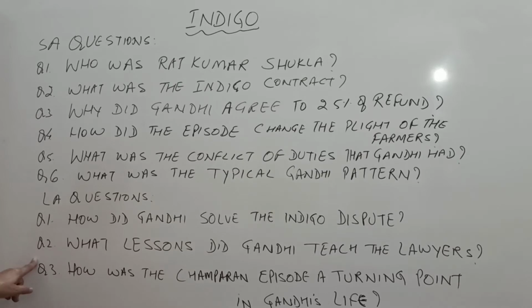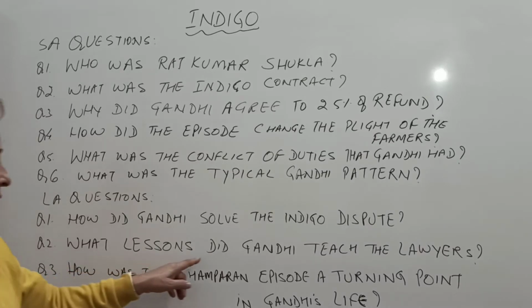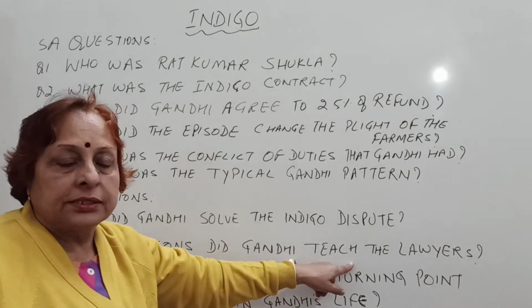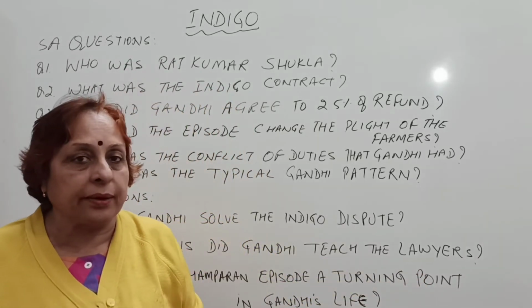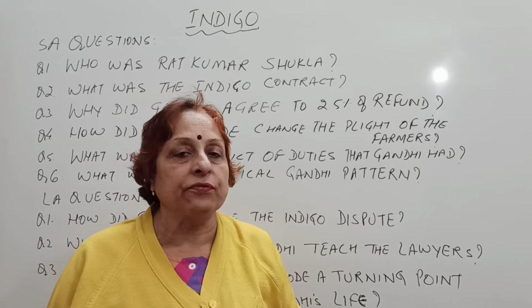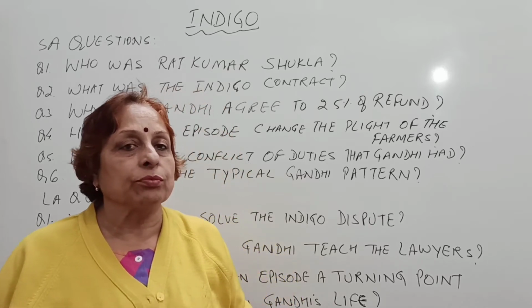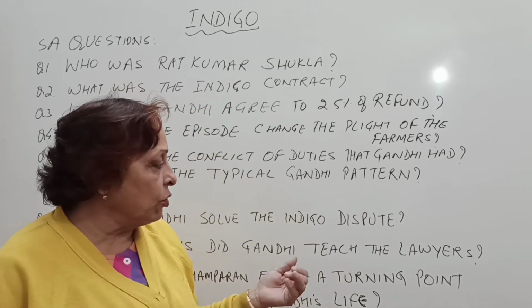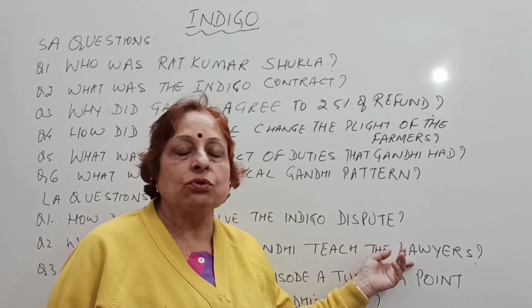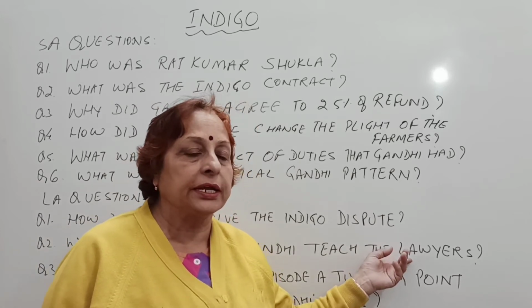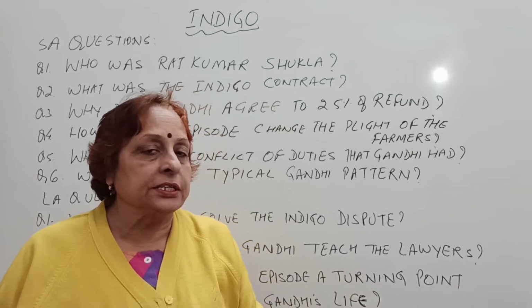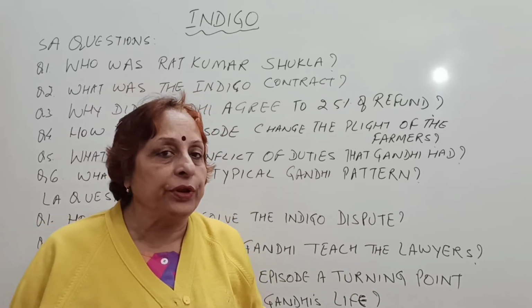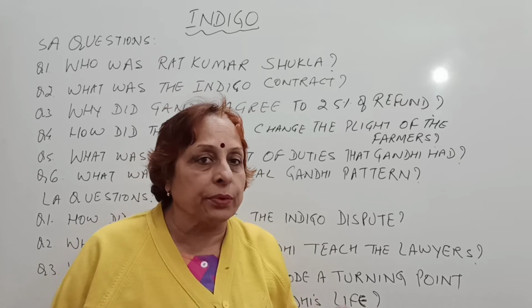The next question is, what lesson did Gandhi teach the lawyers? First of all, when he met the lawyers, he chided them, he scolded them for charging high fees from their own people, from the poor farmers. Then he told these lawyers that there was no use of going to court in such matters, and he first decided to make the farmers free from the fear of the British.